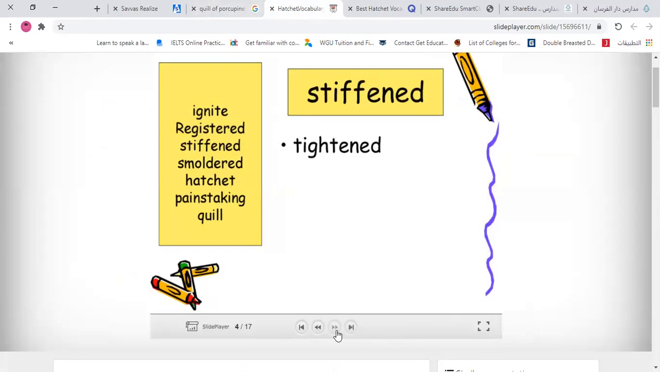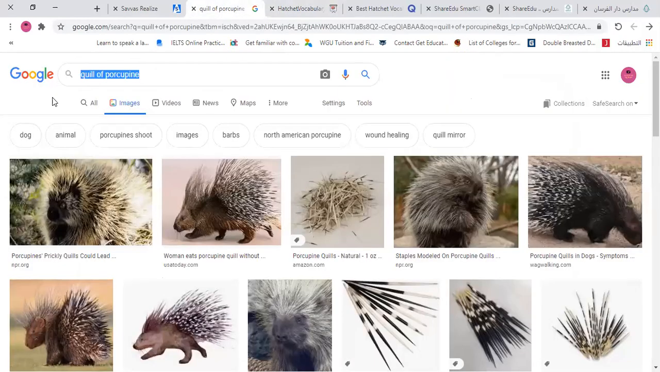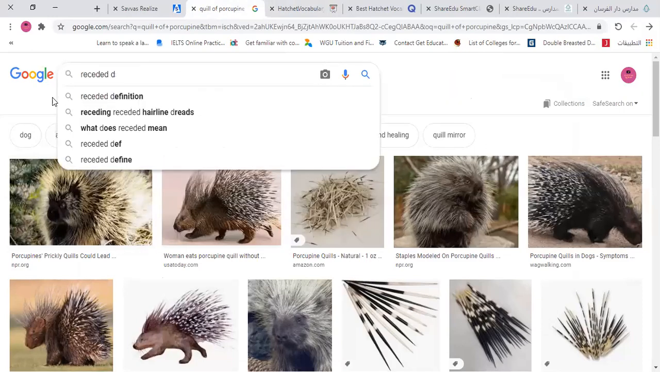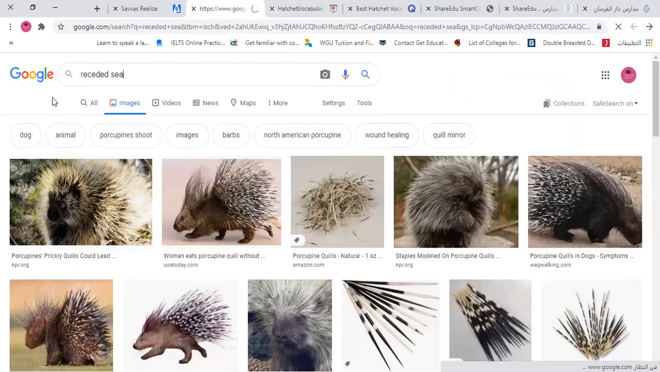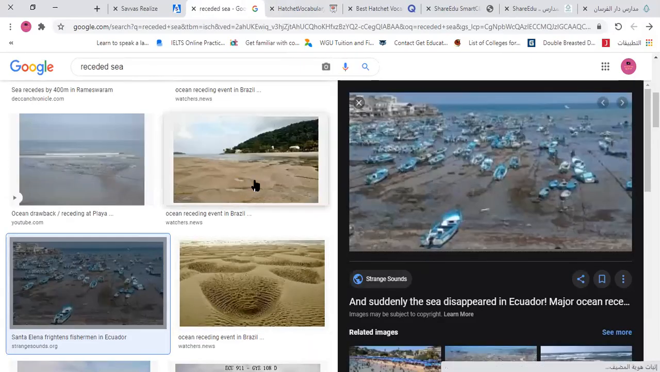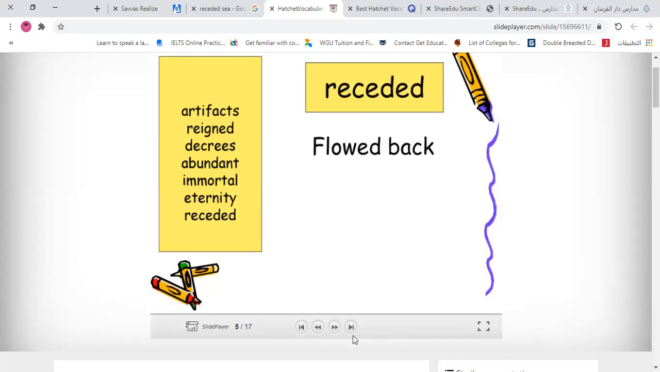As I told you, when your back is stiffened, it means that it hurts you so much and you need some massage to make the muscles open again. Receded means to be flowed back. For example, if I say receded sea: today, the sea was receded back. It means the waves of the sea are going back and you can see all the boats or the animals on the sea. So the sea is drawn back. So receded means drawn back or flooded back.